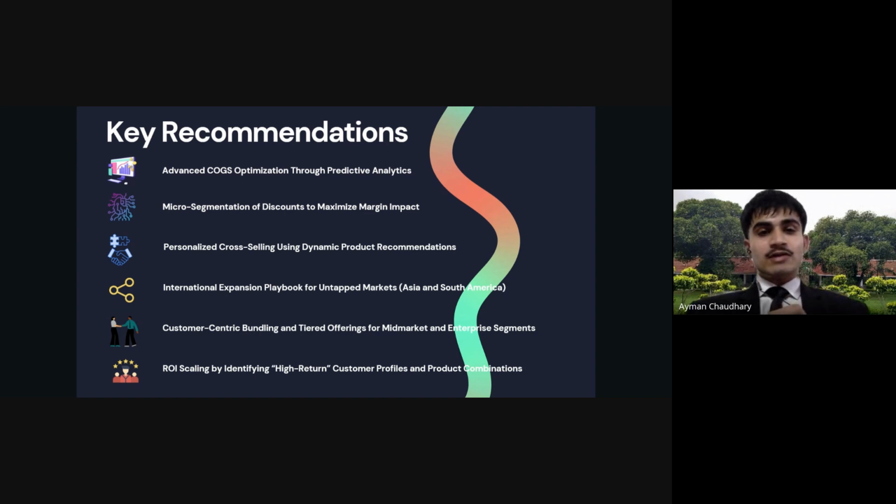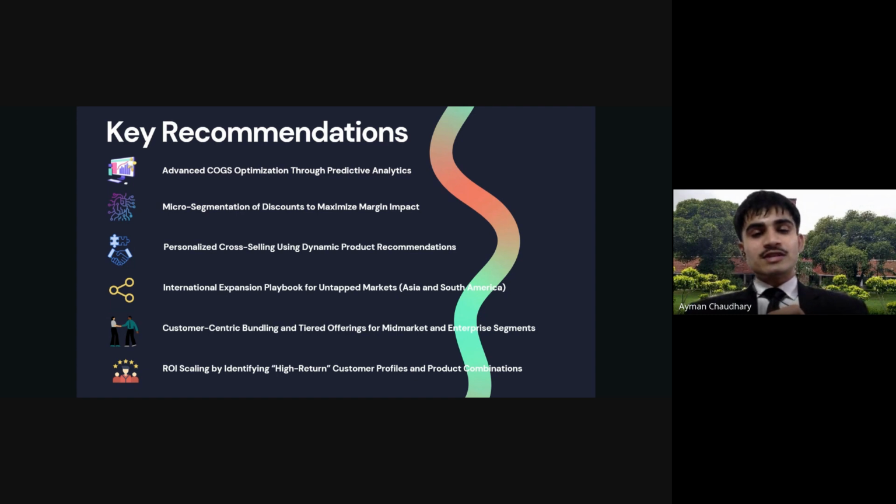Then next up, we have an international expansion playbook for untapped markets, that are Asia and South America. So we need to go beyond identifying high potential regions and outline a market expansion playbook with country by country tactics that address local demand, distribution logistics, and competitive pricing. We will use demographic and market penetration data to tailor expansion strategies to each country with specific go-to-market approaches.